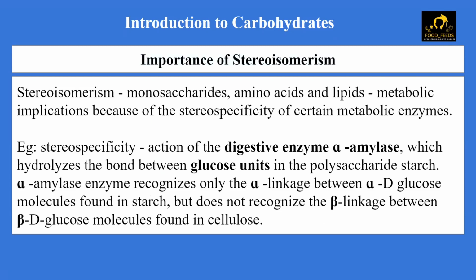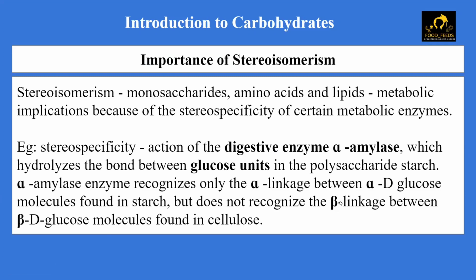Because of this stereospecificity of certain metabolic enzymes. And also, the major important example of this is the action of alpha amylase, an enzyme which hydrolyzes the bond between the glucose units in the polysaccharide starch. So this alpha amylase is so specific to just the alpha linkages between the alpha D-glucose units in the starch. That is the reason why alpha amylase can act upon these alpha linkages formed in D-glucose, and starch is digested in our body.